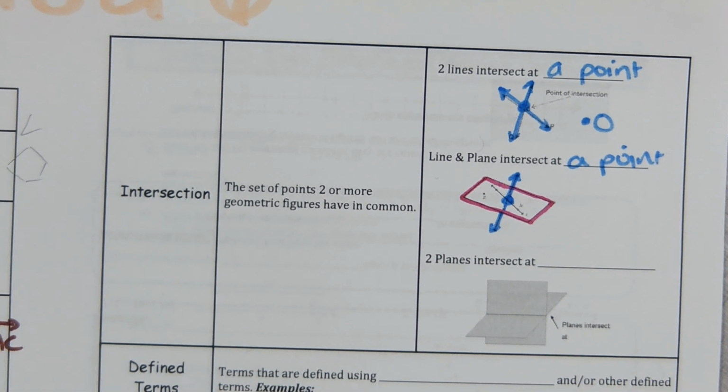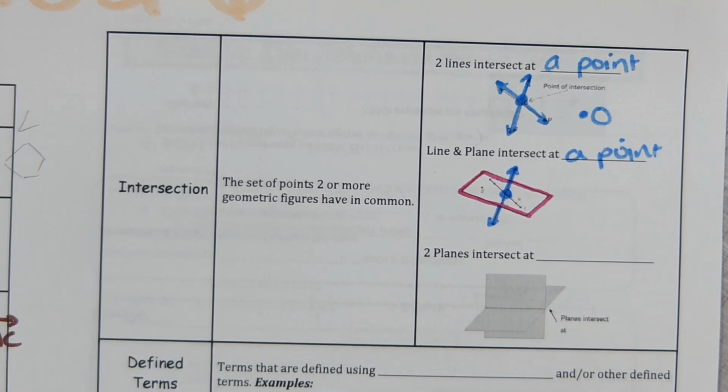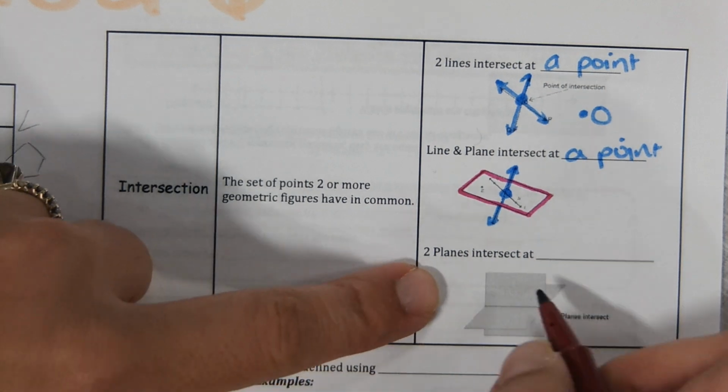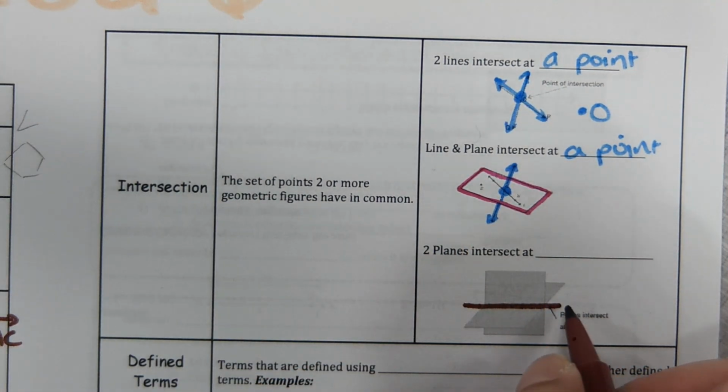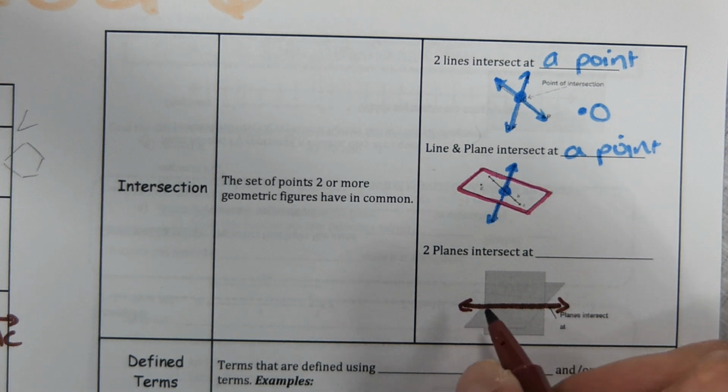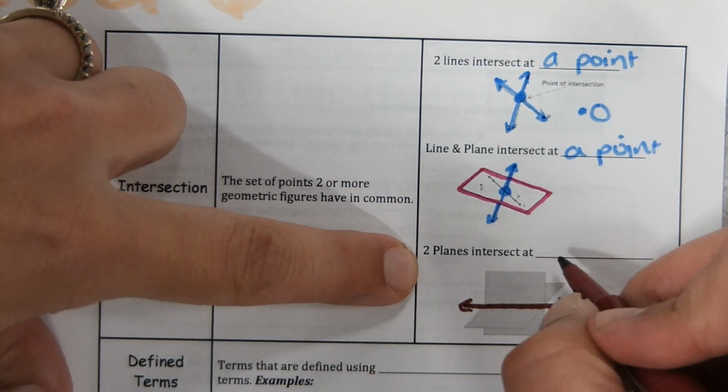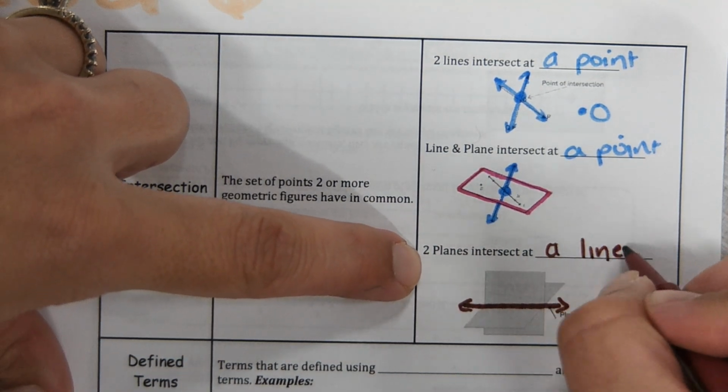And then the next one, 2 planes intersect at... It shows the 2 planes intersecting. It intersects right here. But remember, those planes go on forever and ever. So they intersect at a line, and that line goes on forever and ever. So 2 planes intersect at a line.